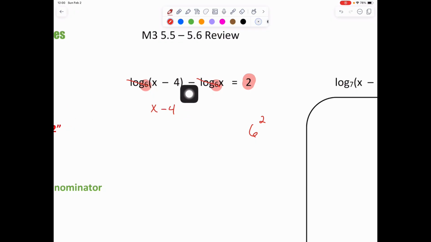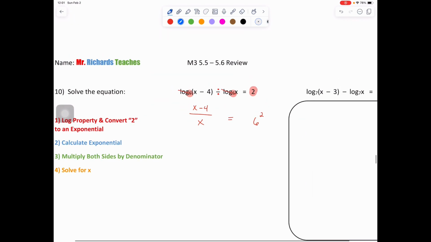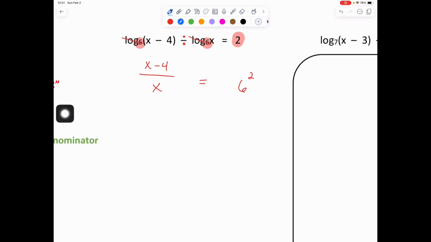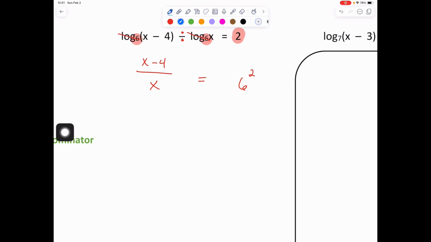And subtraction becomes, yes, division. And what was left here was the x, so we're going to set it over and set it equal to. Step 2 in blue, we will multiply or calculate our exponential here. So the x minus 4 over x, we're simply just going to rewrite x minus 4 over x equals 6 squared, which is, yes, 36.